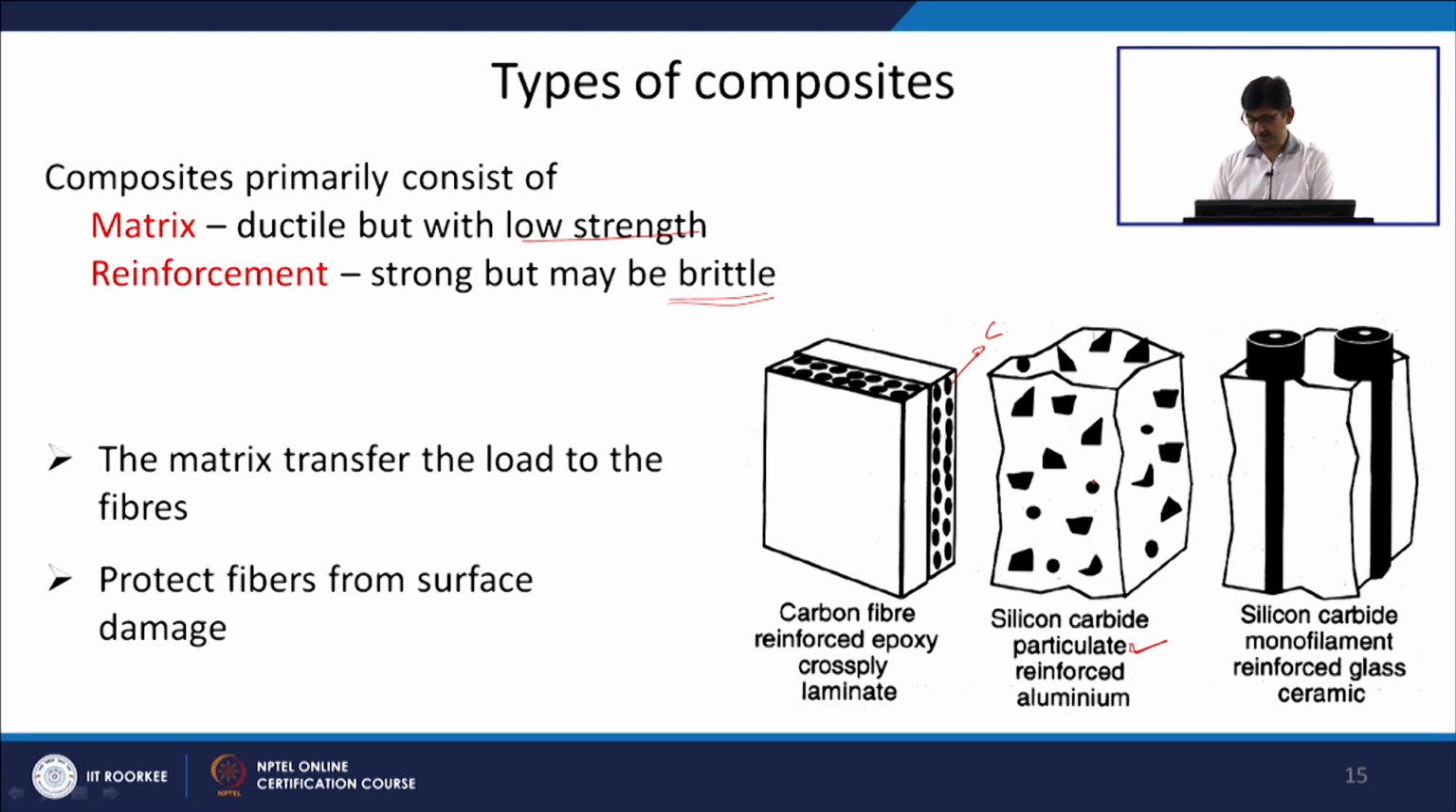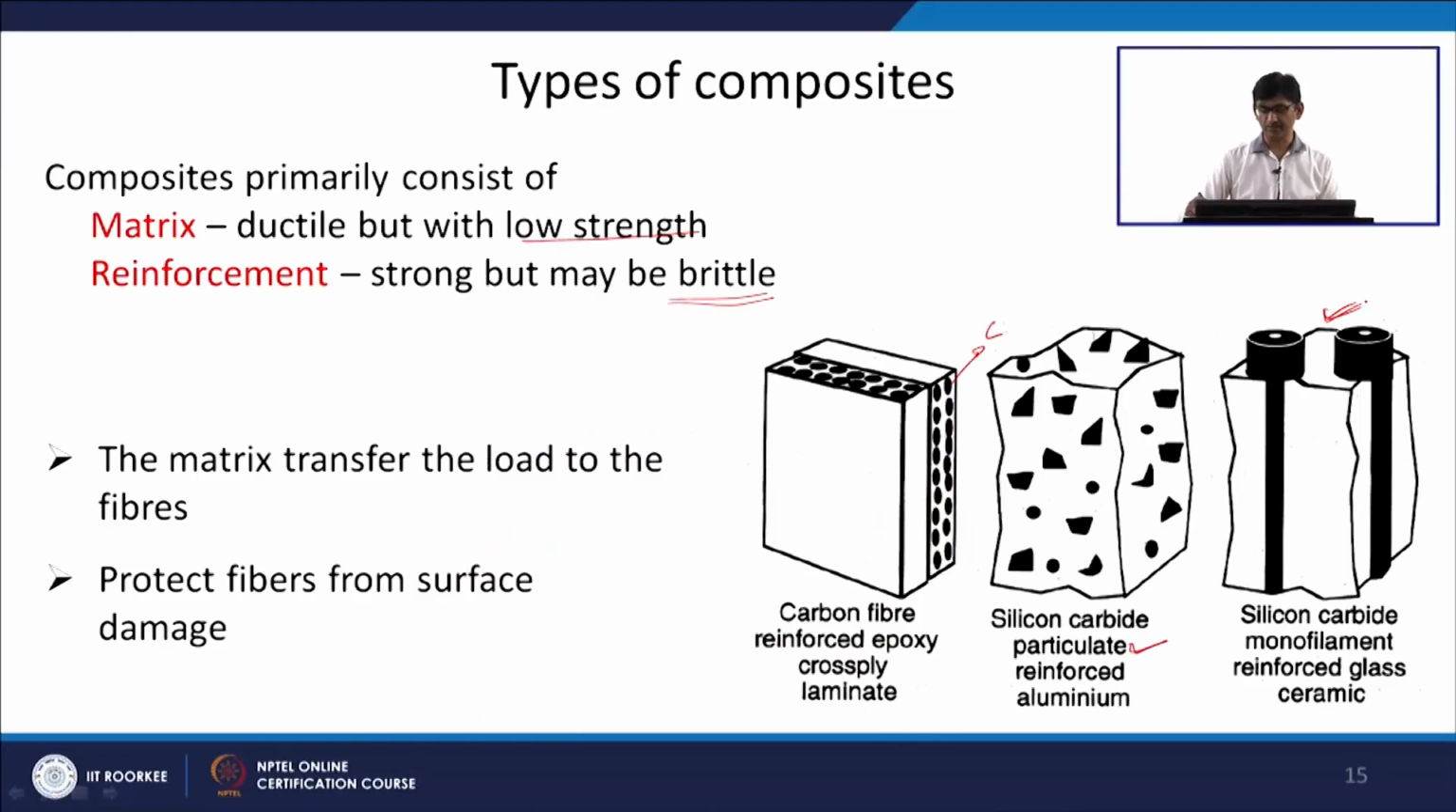Then there can be this type of monofilament reinforced glass ceramics. Silicon carbide monofilaments are there in the matrix to reinforce it. So there can be different types of ceramic composites possible: these can be long fibers, maybe short fibers, or maybe particulate. When we discuss the mechanical properties of ceramics, we will be concentrating on these long fibers, which are one of the most important composites.